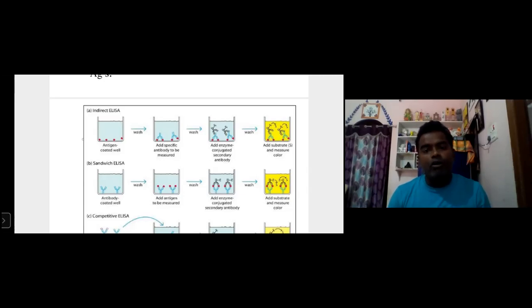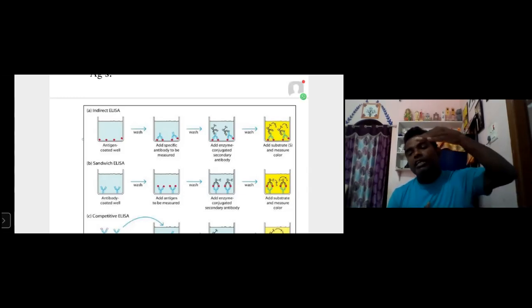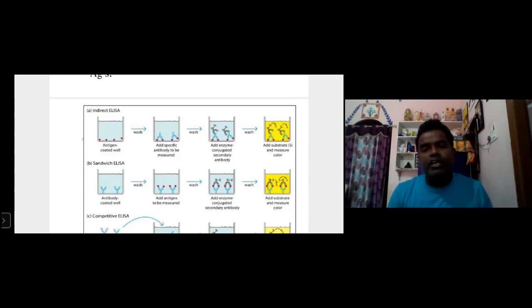Then add enzyme coated antibodies. Here enzyme conjugated secondary antibodies will be added. Totally, antigen, antibody, enzyme coated antibody complexes are formed. Here wash with the help of distilled water any unbound particles. Then the substrate is added, and we measure the color to identify whether the antigens are there. The patient sample, the patient serum, contains antibodies. Okay, easily we can identify.